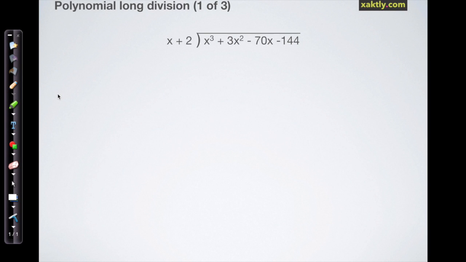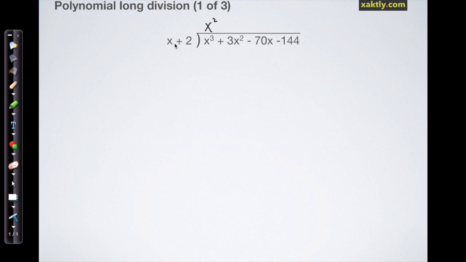Here's an example of polynomial long division. We're going to divide x plus 2 into the function x cubed plus 3x squared minus 70x minus 144. The way we start each round is to focus on the leading x of the divisor, and we want to ask what do we need to multiply it by to make it into the leading term of the dividend. In this case, that's x squared, so I'll write it right up here on top.